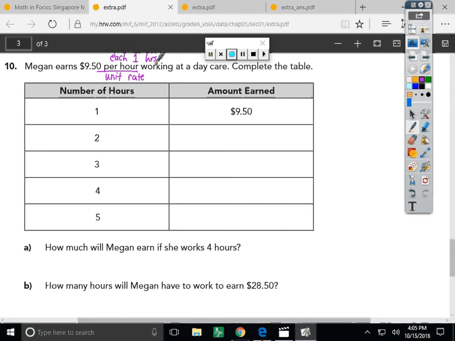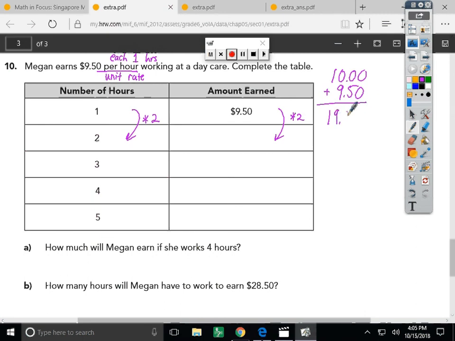So if she works 1 hour, she's going to make $9.50. Well, what if she worked 2 hours? Would she make more or less? Well, obviously, we're going to double this amount, so we're also going to double over here. But I want to talk to you about this $9.50 and how close it is to what? $10, right? So $9.50 plus $10, I probably wouldn't even write this on my paper, but to show you my strategy, I'll do that real quick.